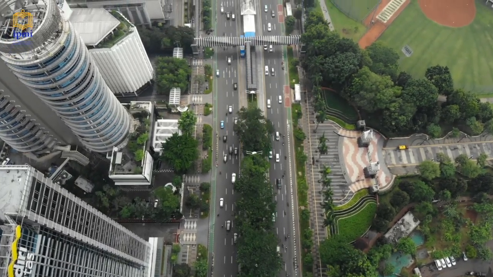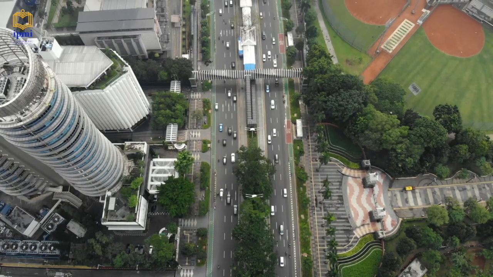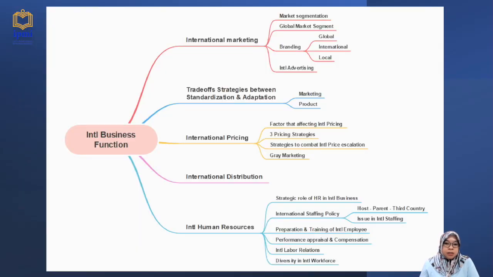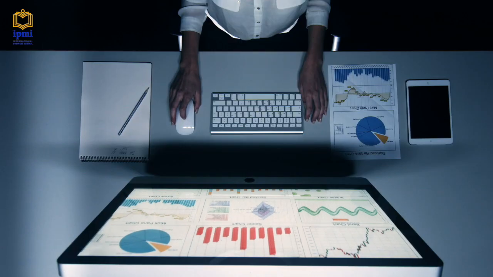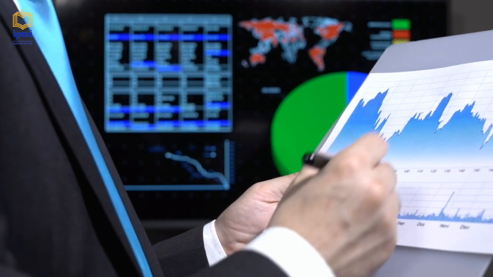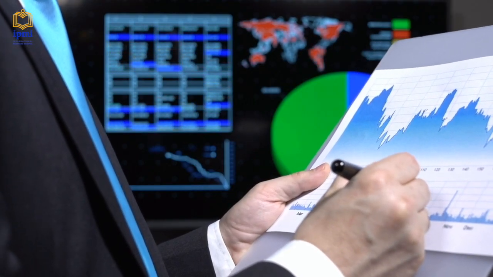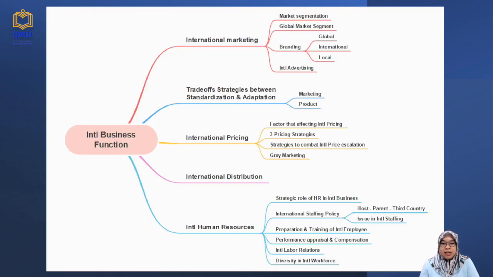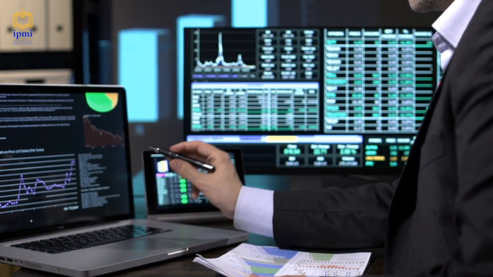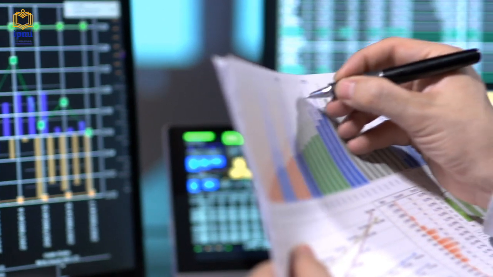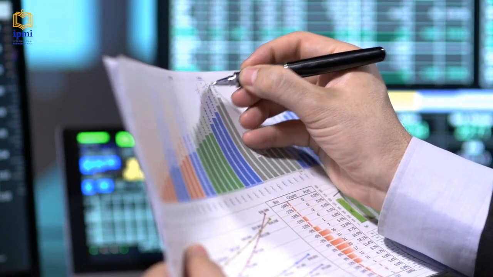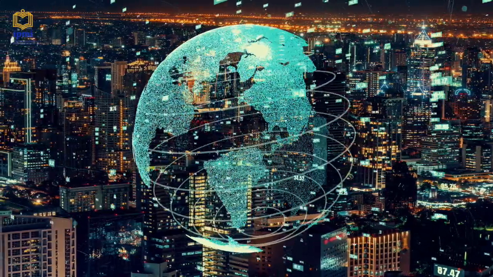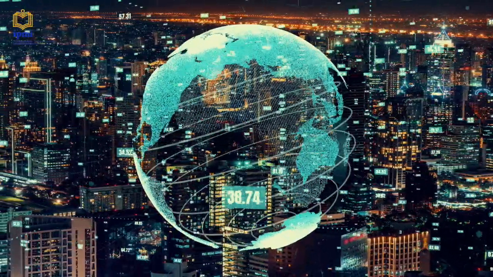International advertising is also essential for companies engaged in international business. Advertisements need to be adapted to local cultures and languages while maintaining a consistent message across all regions. When it comes to international business, companies must decide whether to standardize their product or adapt it to meet local needs. This is known as the trade-off strategy. It involves balancing the benefits of standardization against the cost of adaptation. Standardization involves maintaining the same product across all regions, while product adaptation involves modifying the product to meet local preferences and needs.